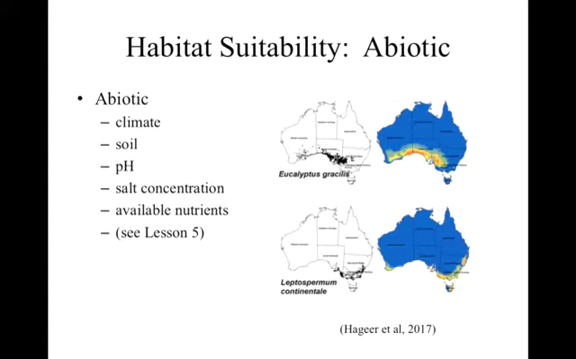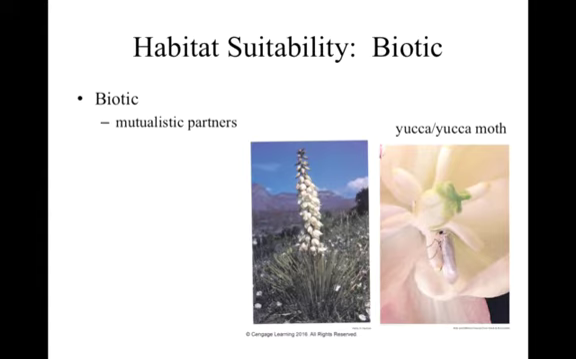But that's not the only thing that matters. Biotic interactions also determine habitat suitability. Even if you have the perfect temperature, precipitation, wind speeds, and soil nutrients, even if all of that is perfect, some organisms will not grow in those nice conditions because they're lacking biotic interactions, or because of existing biotic interactions that exclude them from those locations. So there are important biotic interactions that can influence where organisms are found. One of the first is mutualistic partners. A good example is the yucca and the yucca moth.